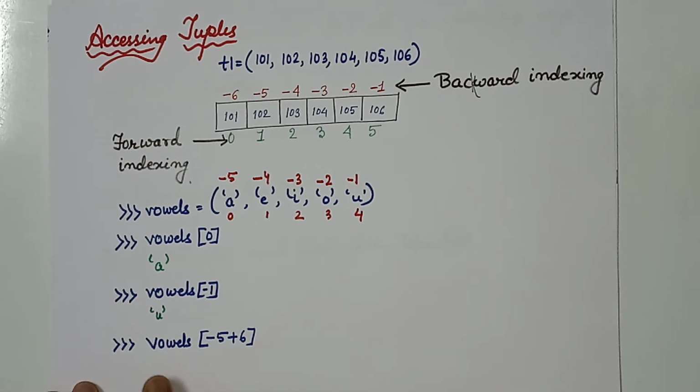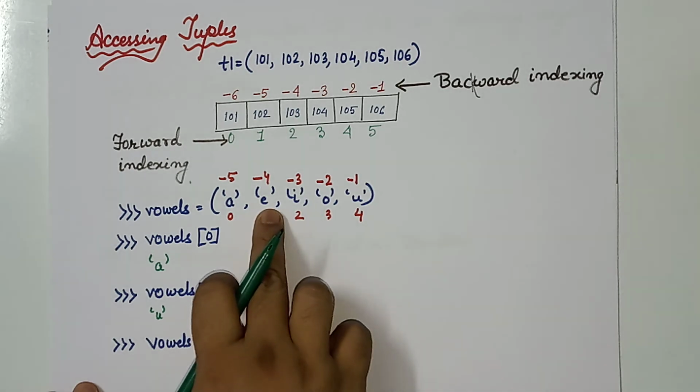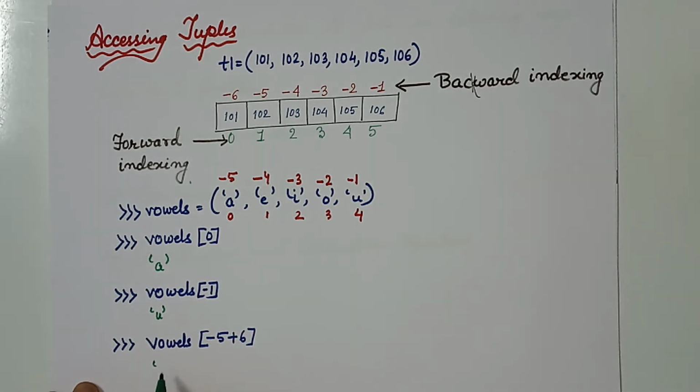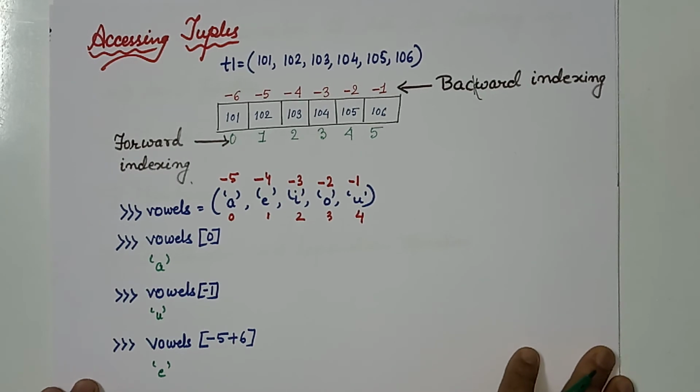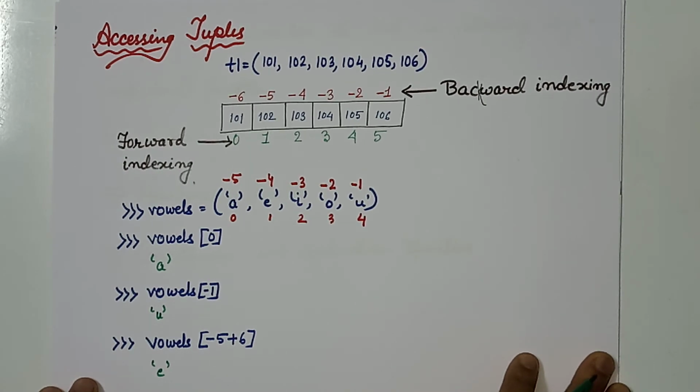Now let's see vowel -5 plus 6. So -5 plus 6 will give +1. Therefore, the answer will be E. So in this way, we can access the elements of a tuple using index.